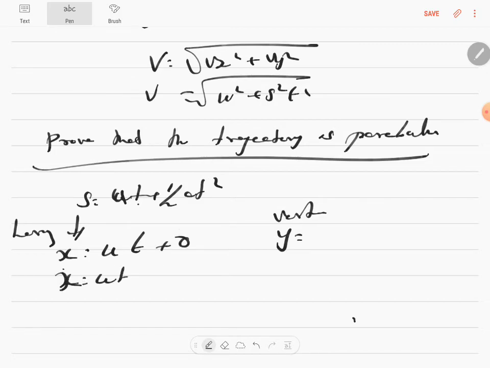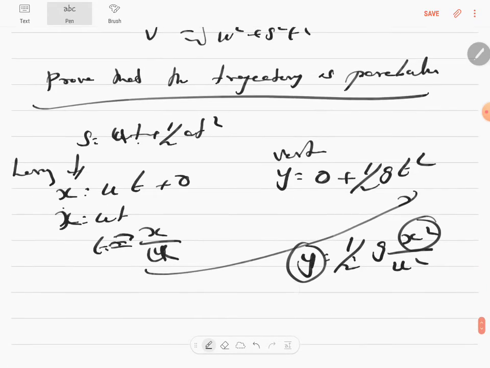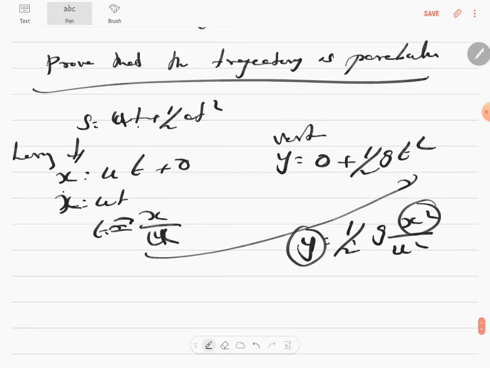Correct? Come here. This is vertical. S is equal to ut plus half at square. You don't have a velocity, but you have gravity, half g t square. You know t is equal to x by u from here, therefore substitute it here. Y is equal to half into g into x square by u square. Can you see y and an x square shows that it's a parabola?